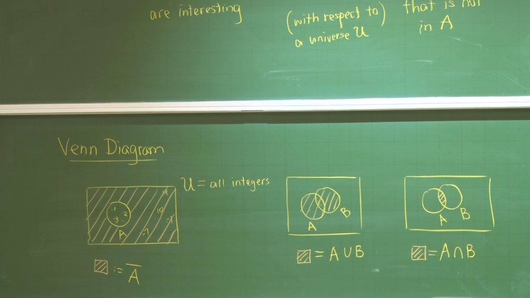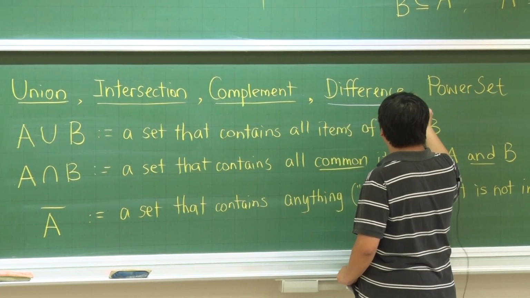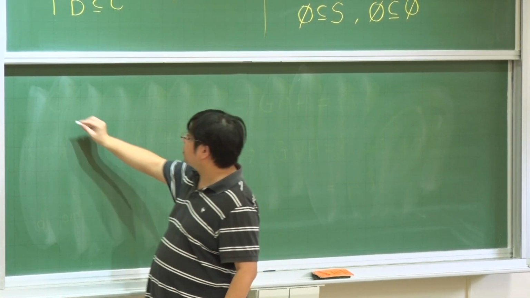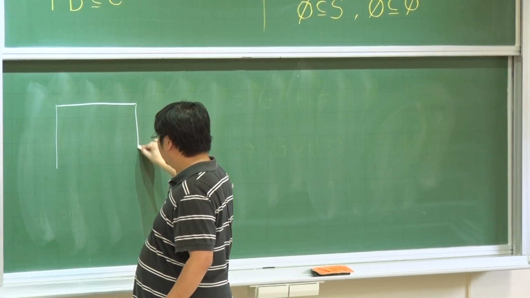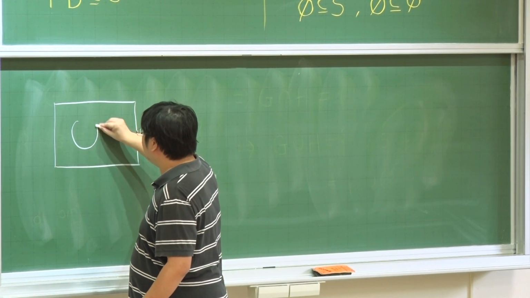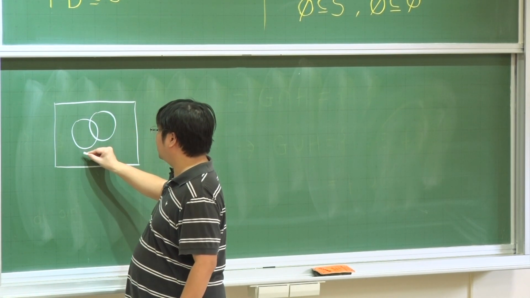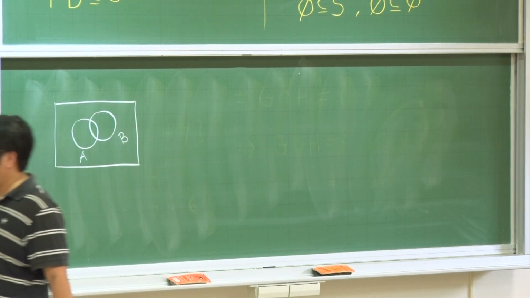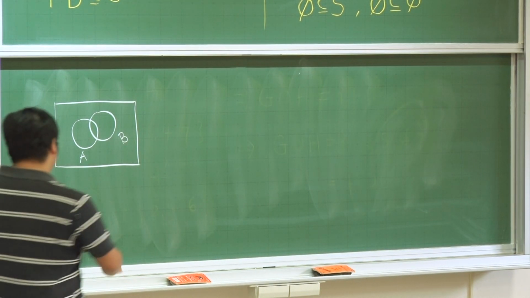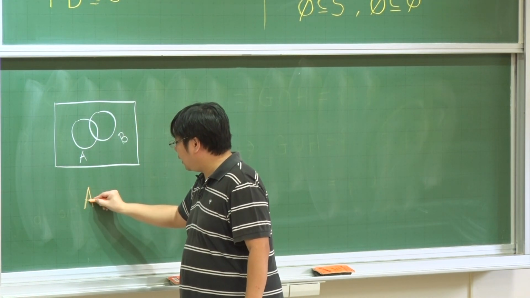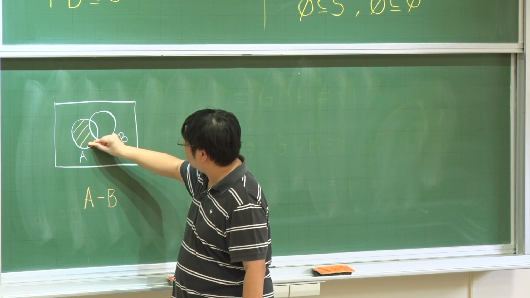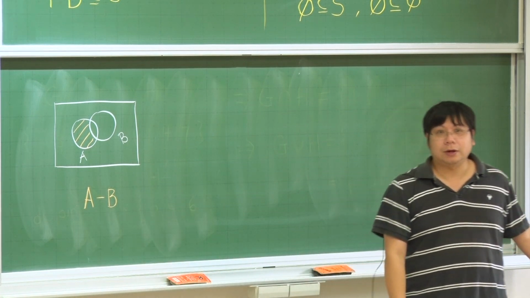Okay? Now difference. So what is the difference? Set difference. Okay, so let's use this side. So the set difference will be like this. Let me draw it, and then you will understand what it is. Let's say this is A, and let's say this is B. And then the set difference, you can say A minus B is this part. Is that okay? This is called A minus B.